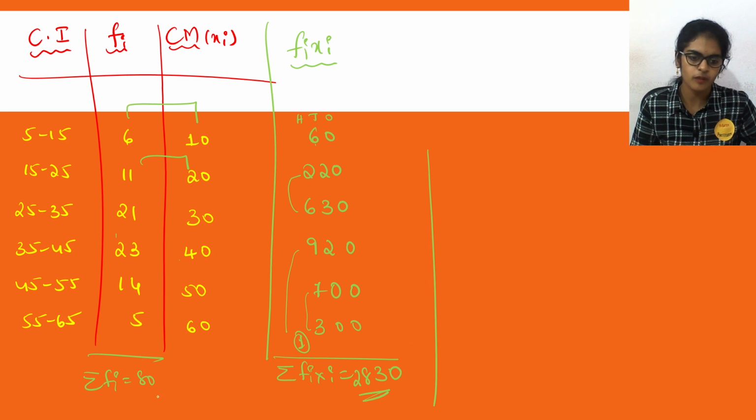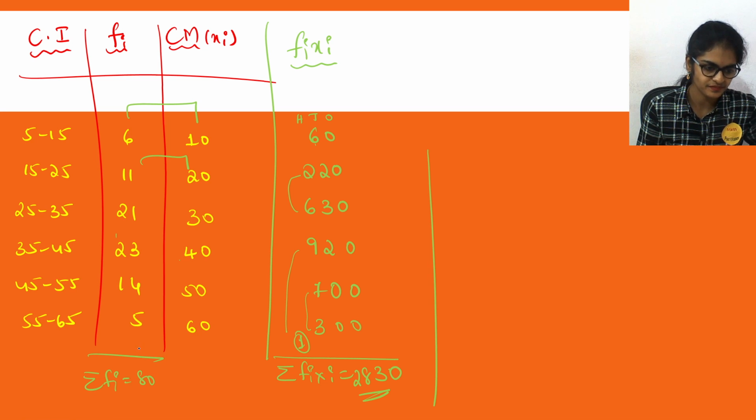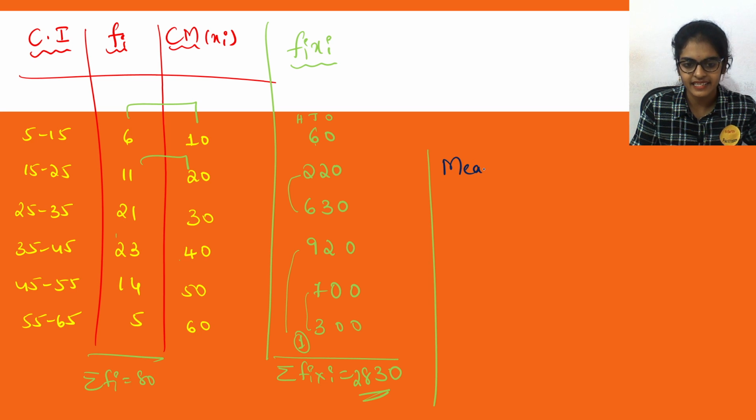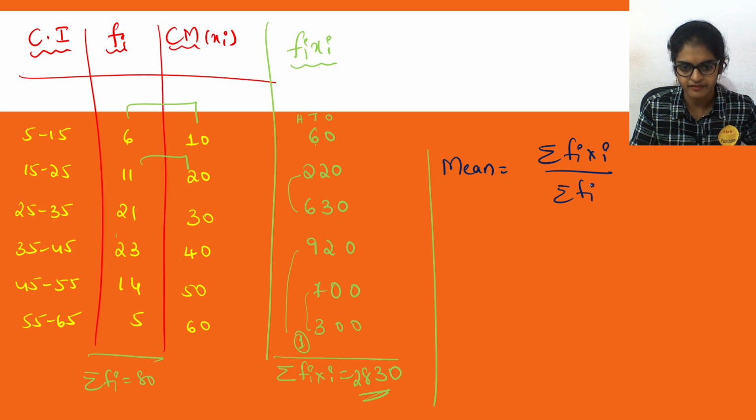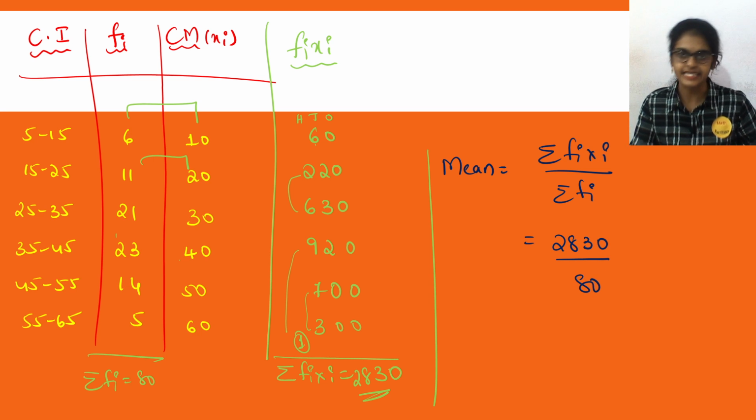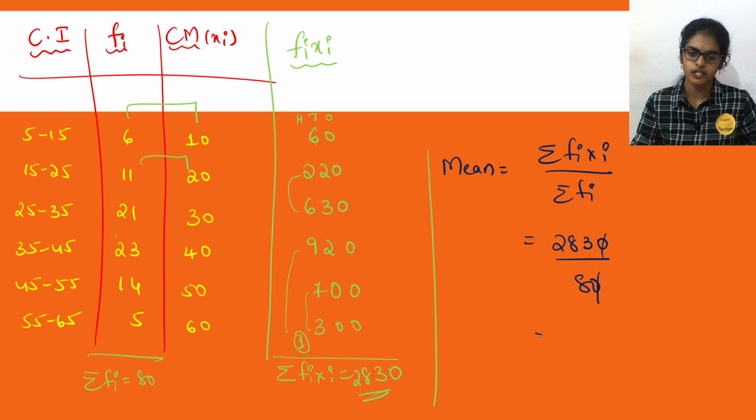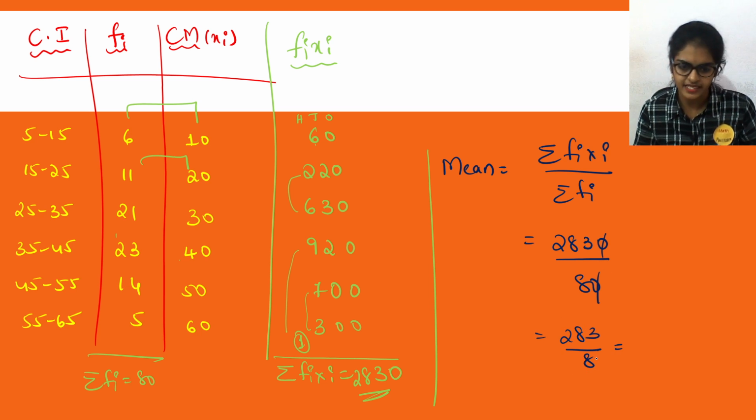Now what is the formula for mean? Do you remember? Mean, since we are using the direct method, is sigma fi xi upon sigma fi. So that is equal to sigma fi xi, which is 2830, divided by sigma fi, which is 80. So just cancel it out. You get 283 divided by 8. Now let us directly divide by 8.